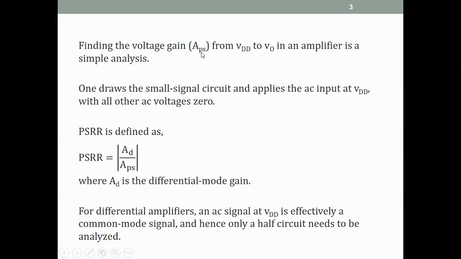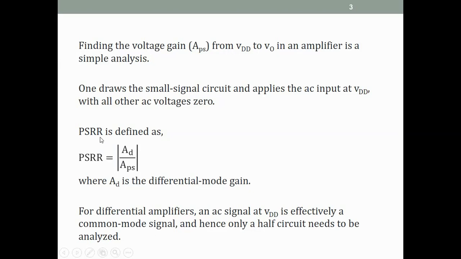Finding the gain, we'll call it APS for power supply, from VDD to VO is actually quite simple. One simply draws the small signal circuit of the amplifier, applies an AC input at VDD and finds the output voltage due to that AC input, and all the other AC voltages are kept zero. That is, there are only DC voltages at the input nodes of the amplifier and so on.